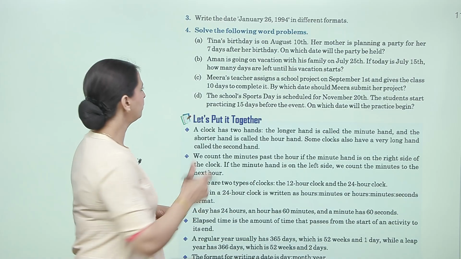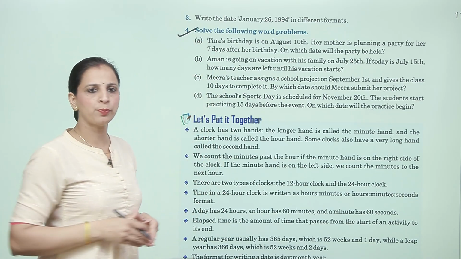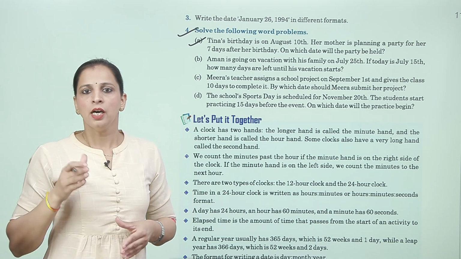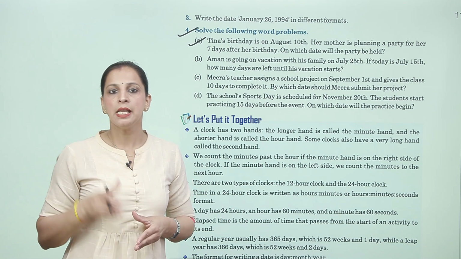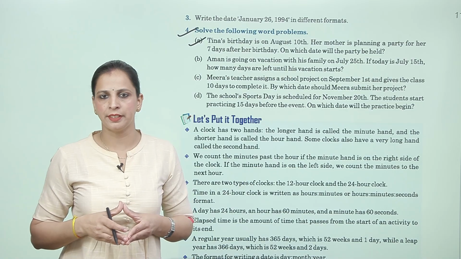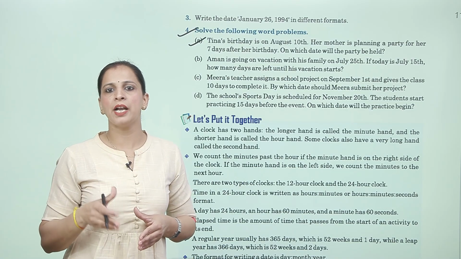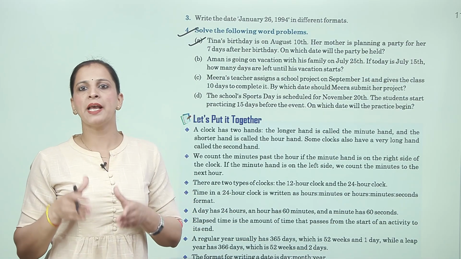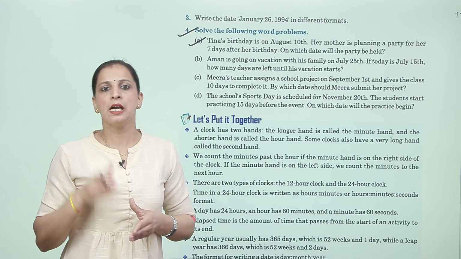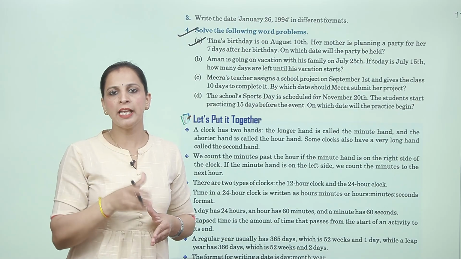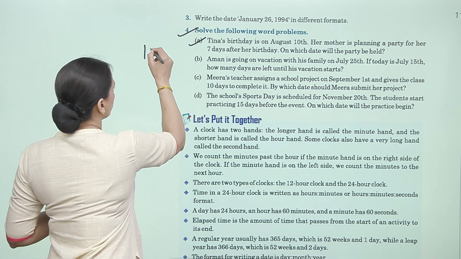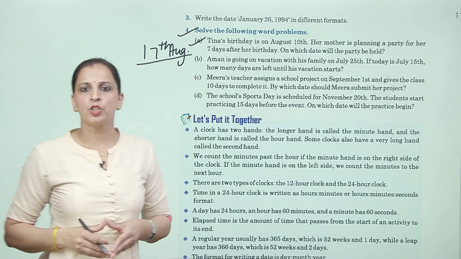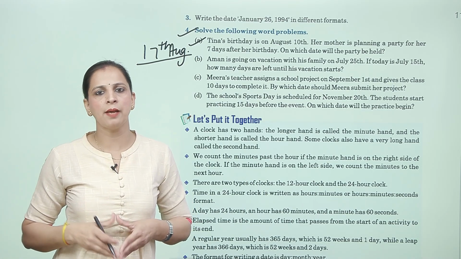Now question number 4. Solve the following word problems. Tina's birthday is on August 10th. Her mother is planning a party for her 7 days after her birthday. On which date will the party be held? The birthday is on 10th August. Her mother is planning a party 7 days after her birthday. So 10 plus 7 is 17th August. So children, using the same method you will try the remaining parts yourselves.